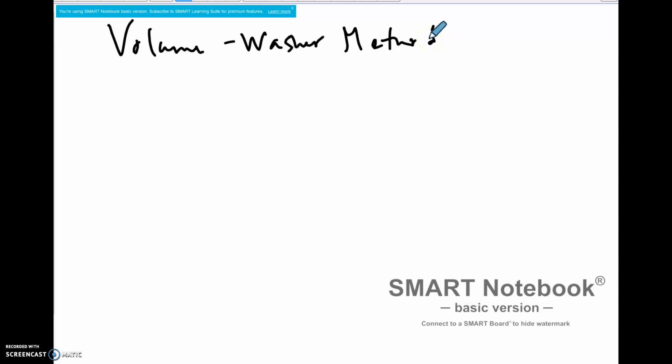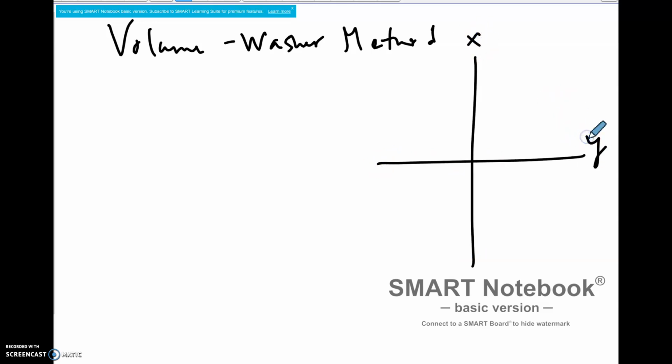Okay. Let me try to make a sketch here. Here's my x-axis. Here's my y-axis. And let's have a curve here, and let's have a curve here. And I'm not going to call them anything on purpose right now. Let's say I'm rotating about the x-axis.